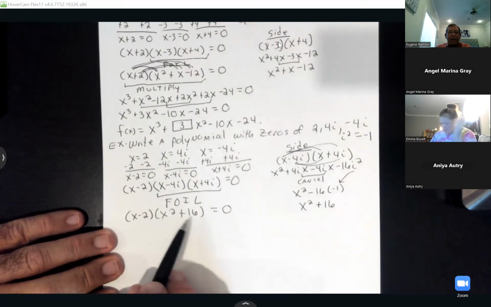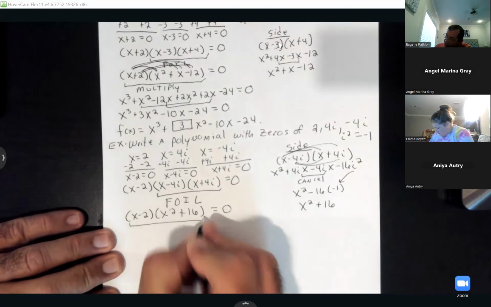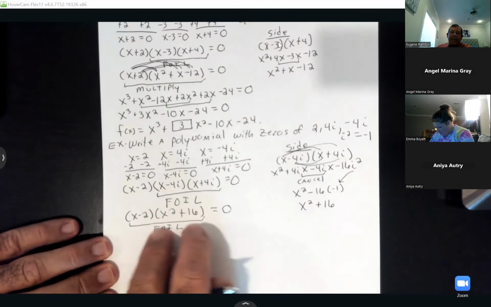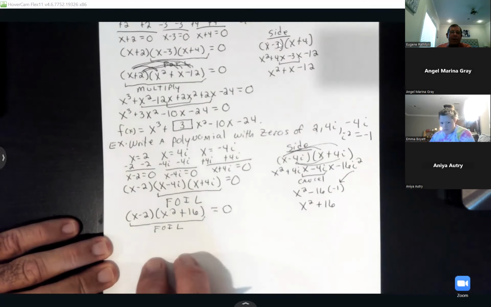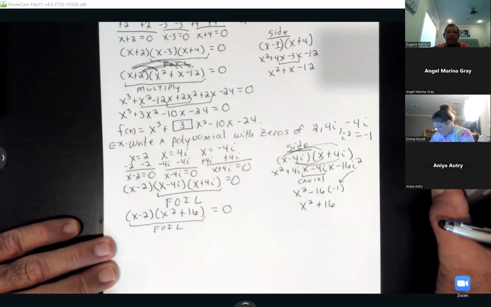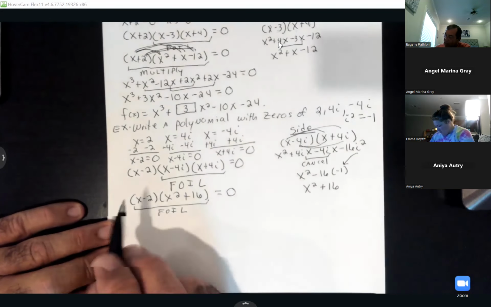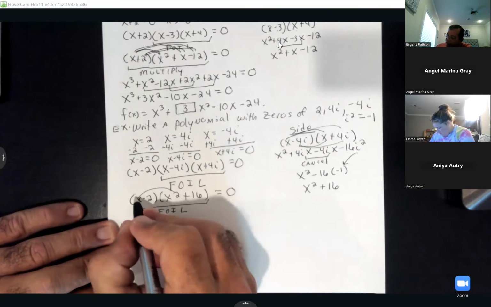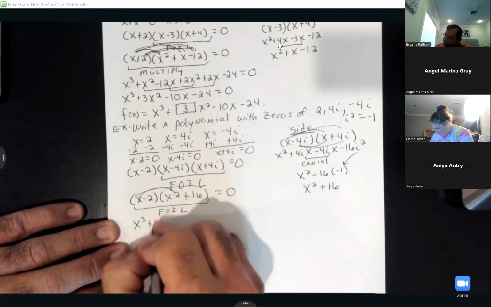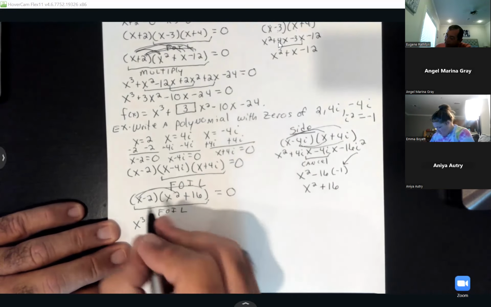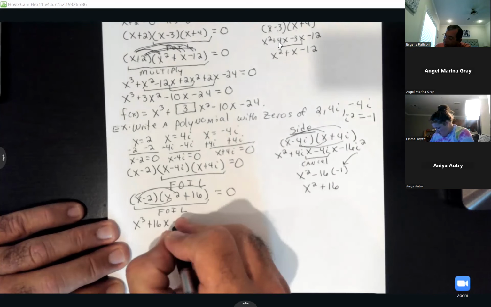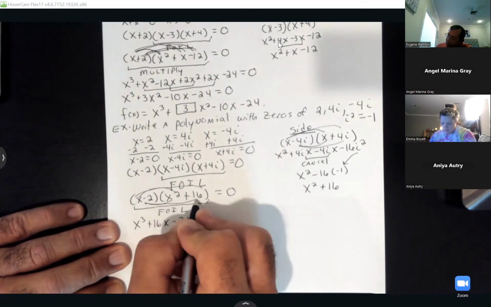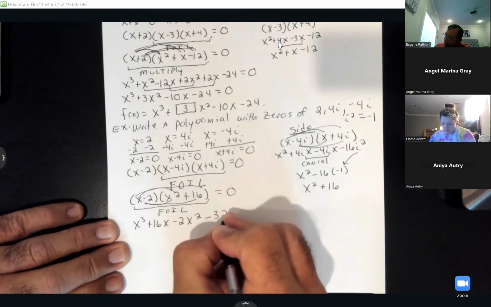All right, so now I got 2 things times 2 things. I'm actually going to FOIL these ones. And y'all, since this is the last thing I'm going to FOIL, I'll just do them right here, okay? Instead of on the side. All right, y'all, so let's see what we get. X times x squared is x to the 3rd. X times 16 is 16x. That negative 2 times x squared is a negative 2x squared. And then finally, that negative 2 times 16 is a negative 32.